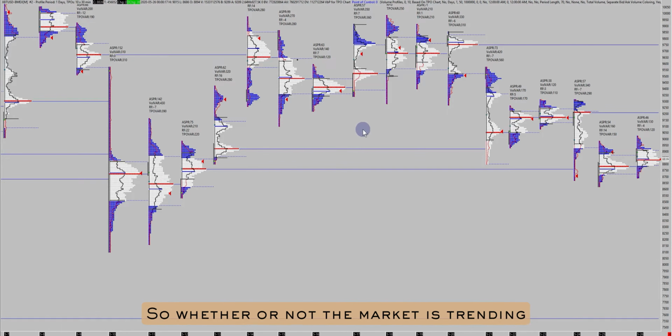So whether or not the market is trending, whether it's balanced, whether we have a double distribution and we're setting up for potentially a double distribution reversal, those are individual day types. Okay, what we're talking about when we're talking about the environment is how we are moving through time. What is the behavior over time? What is the trading environment like right now?